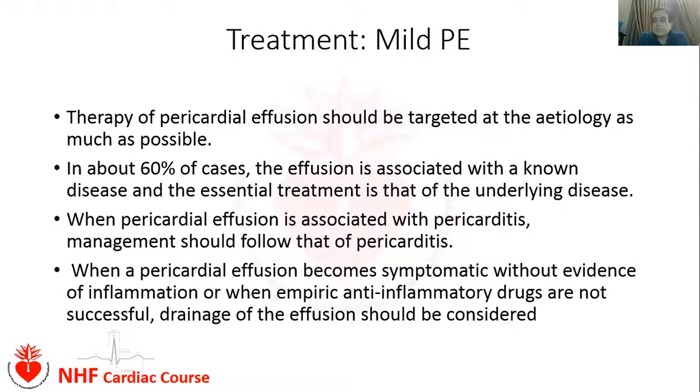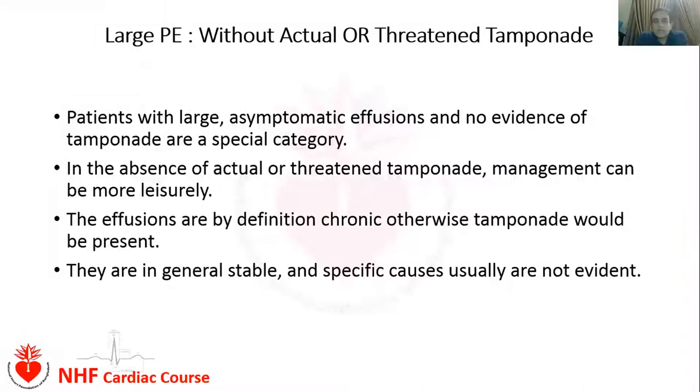In about 60% of cases, effusion is associated with known disease, and the essential treatment is that of the underlying disease, like hypothyroidism. When pericardial effusion is associated with pericarditis, management should follow that of pericarditis. When it becomes symptomatic without evidence of inflammation, or when empiric anti-inflammatory drugs are not successful, drainage of the effusion should be considered.